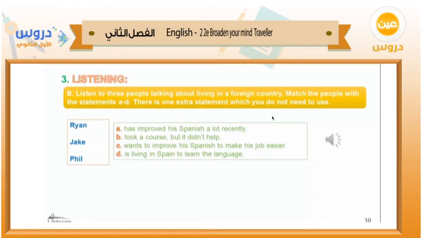Okay, yeah, check your answers. Okay. Ryan with D. Ryan is living in Spain to learn the language. Jake, A, has improved his Spanish a lot recently. And Phil, C, wants to improve his Spanish to make his job easier. Very good.